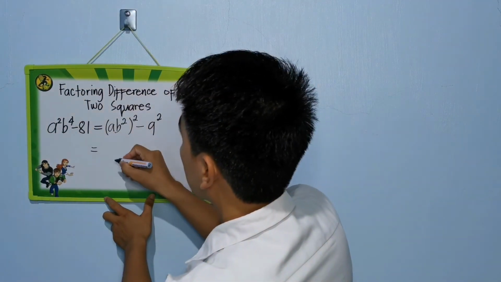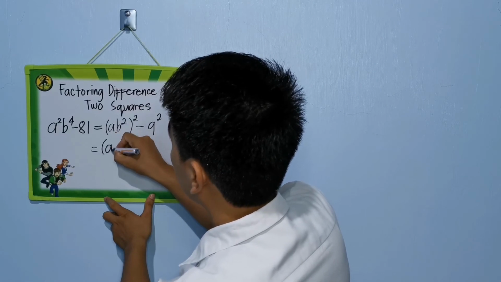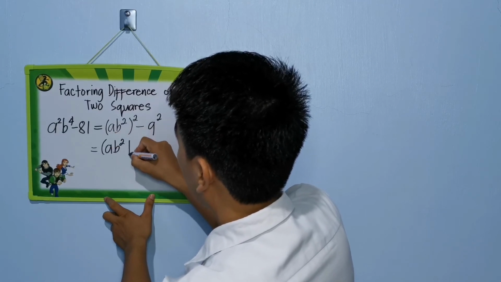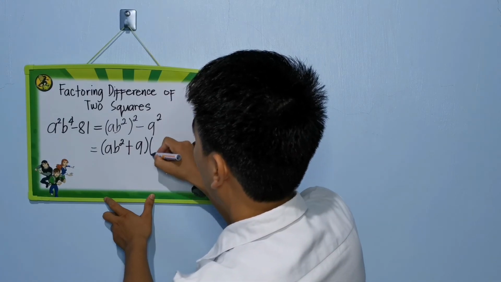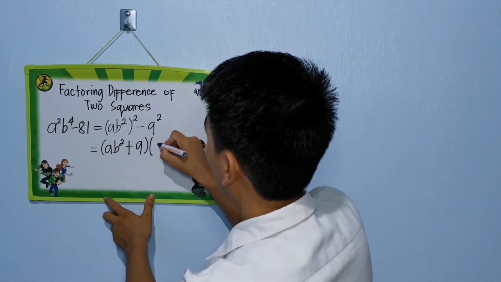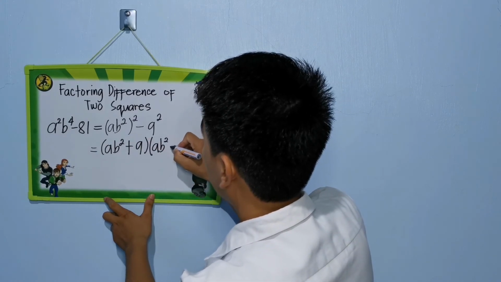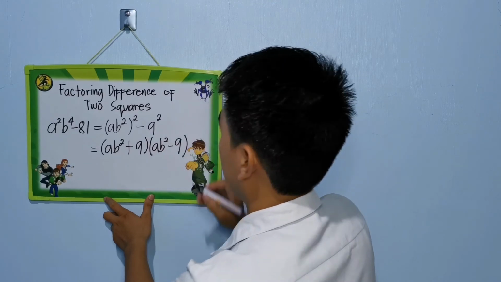So the factors are ab squared plus 9 times the quantity of ab squared minus 9.